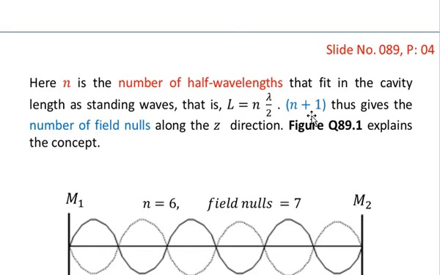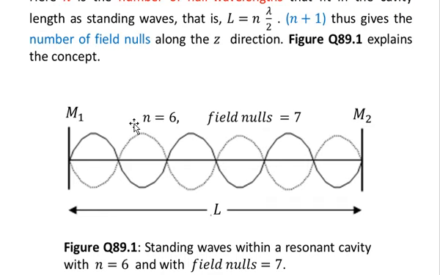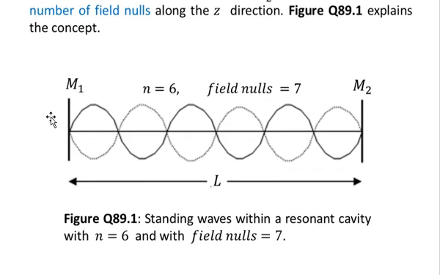So n plus 1 thus gives the number of field nulls along the z direction. That is, n plus 1 are the number of points at which the field will be null, that is, the field is going to be 0 along the z direction. Equation 89.1, that is the following equation, explains the concept. You see that you have two mirrors M1 and M2. The cavity has a separation, or the length of the cavity is capital L, and you know that n is equal to 6.